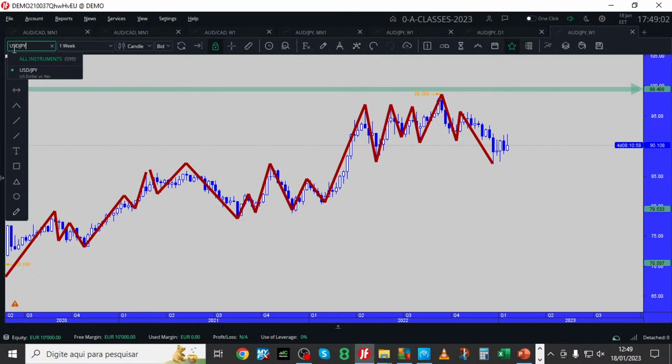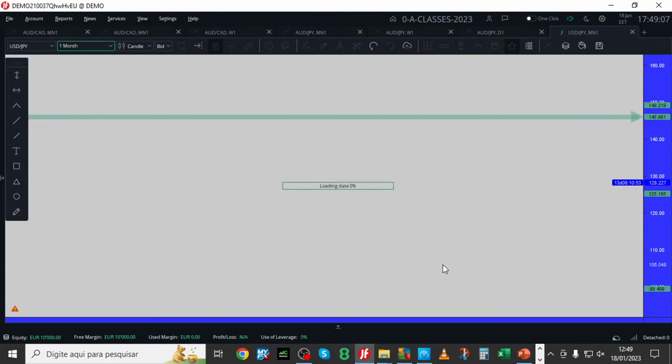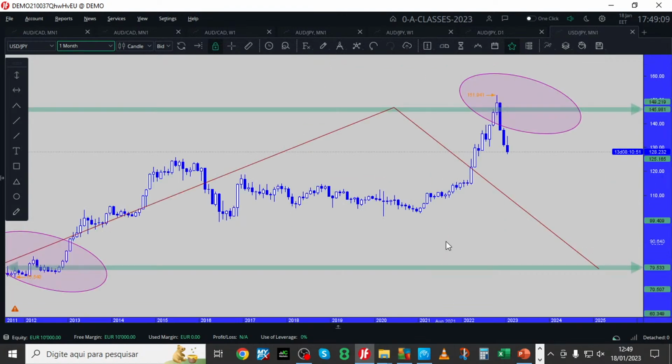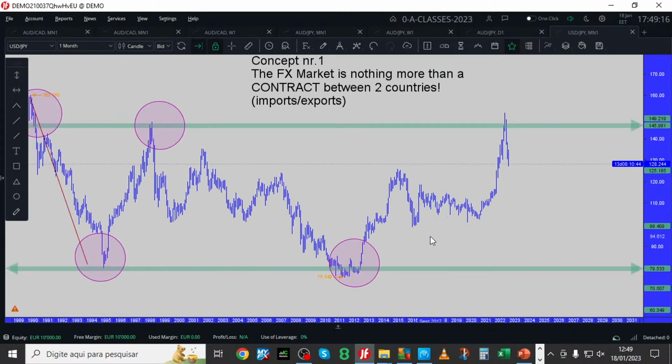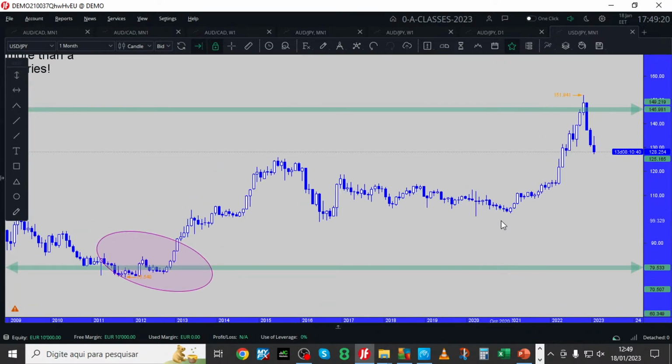USD JPY monthly chart. Is USD JPY in an up... I mean, this is a no-brainer, right? Is USD JPY on the monthly chart in an uptrend or downtrend? What's the correct answer, everybody? Is USD JPY in an uptrend or downtrend?